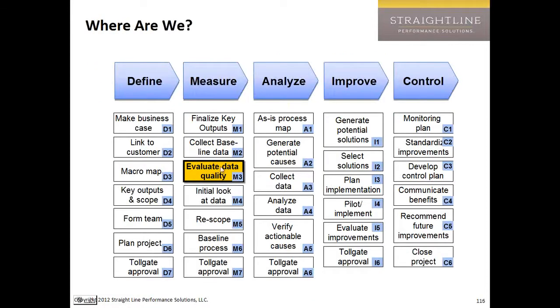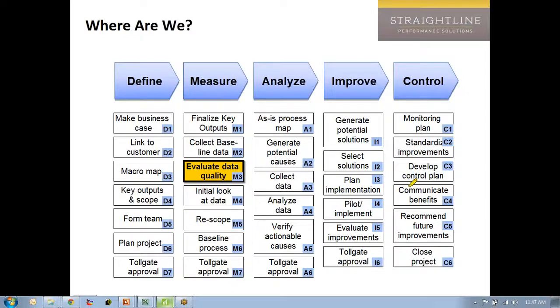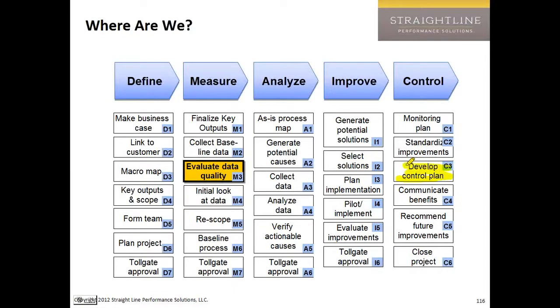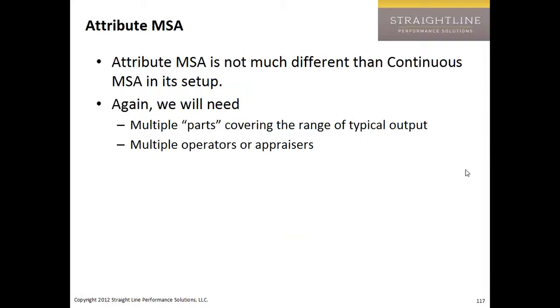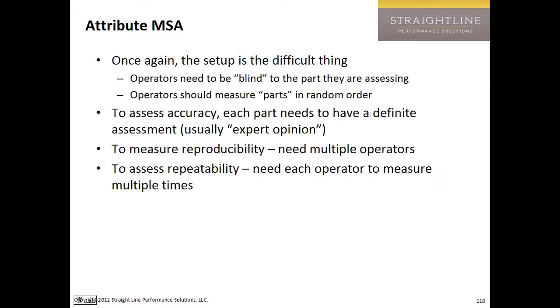Okay. Here's one of the places where you can do it, but as mentioned, you could also do it in the control plan part of things. You could put gauge R&R into your control plan. All right, again, we need multiple parts and multiple operators or appraisers. And again, the setup is the difficult thing.